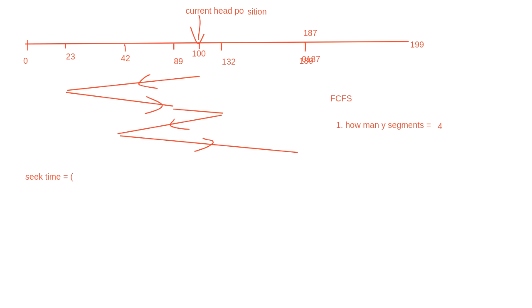So here I write 100 minus 23, plus then you are moving from 23 to 132. So here always you have to subtract the bigger minus smaller. So 132 minus 23. Plus then from 132 it is moving to 42, so again subtract 132 minus 42. Yeah, this is the scheduling algorithm, first come first serve.